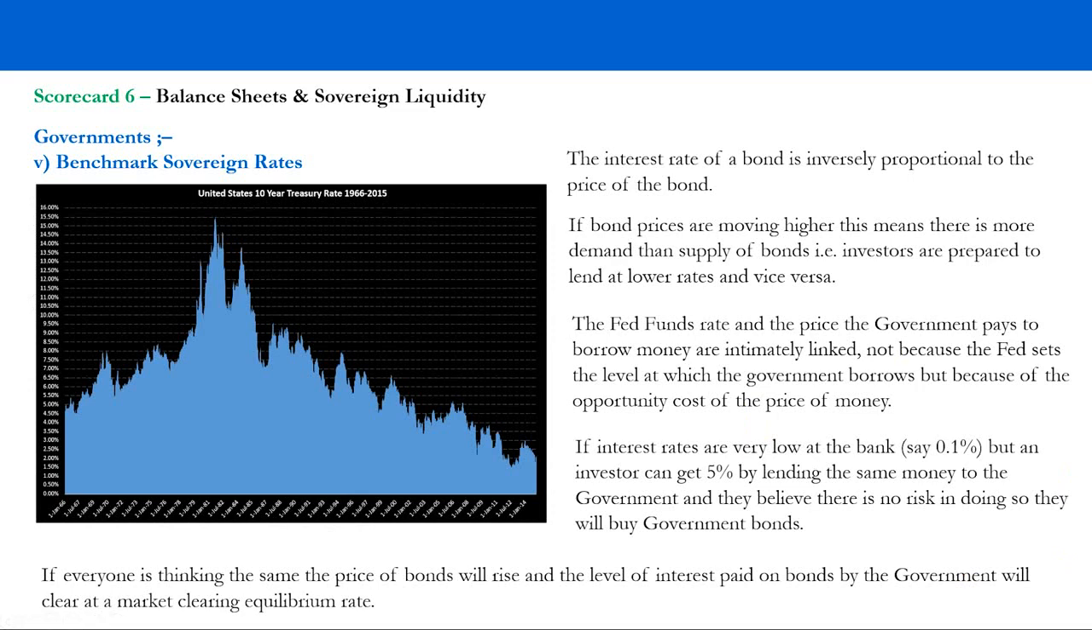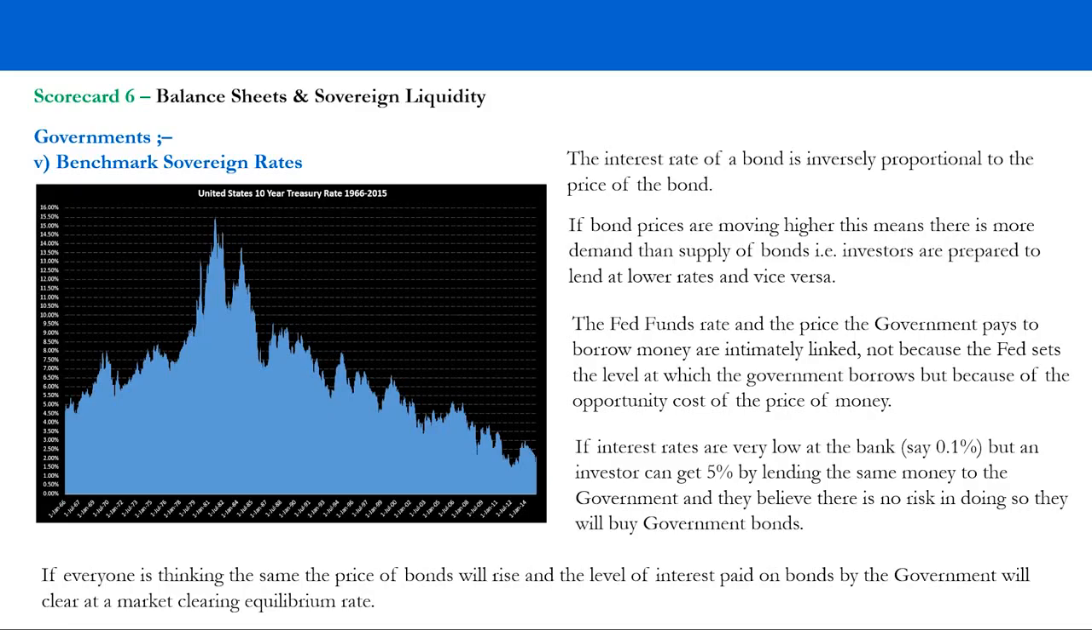The interest rate of a bond is inversely proportional to the price of a bond. If bond prices are moving higher, this means there is more demand than supply of bonds. Investors are, in this case, prepared to lend at lower rates, and vice versa. So the more bonds are in demand, the lower interest rates go. They're prepared to accept lower rates, and vice versa. If bond prices are going lower, the interest rate is going higher, and the interest rate is going higher because this is more reflective of a higher risk.